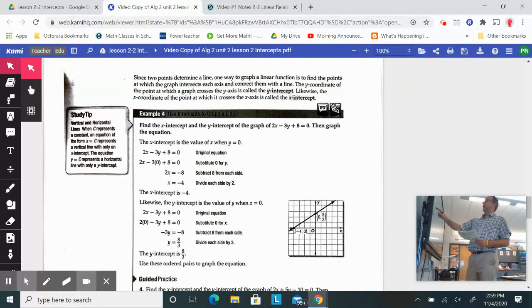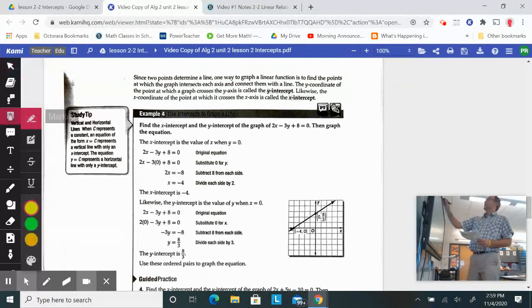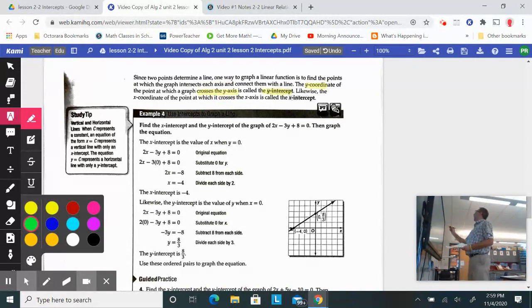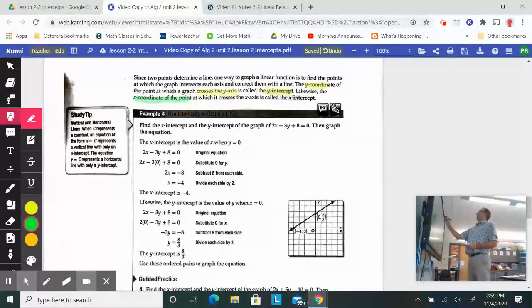So let's take those and let's highlight those to make sure you got it. So we're talking about the y-coordinate where it crosses the y-axis is called the y-intercept. That makes sense. And then the x-coordinate of the point that crosses the x-axis is called the x-intercept.